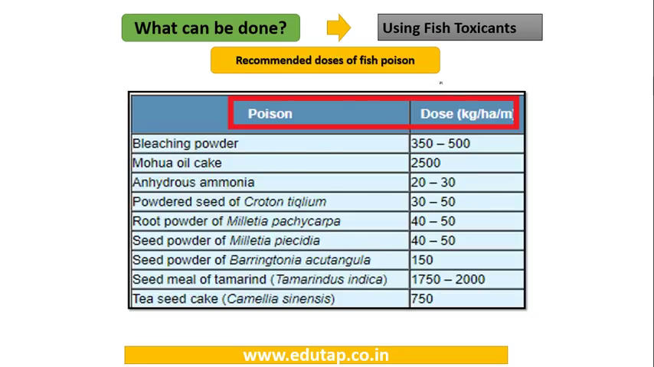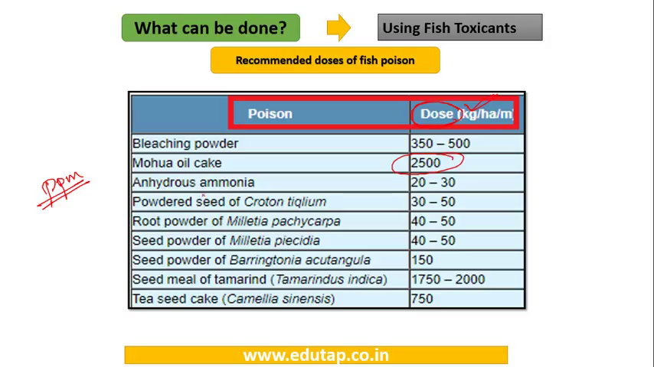Okay, now obviously just now we were talking about the doses, how important it is. You can see that kg per hectare is given here. So the dose is given, you can just have a look at it. Like mahua oil cake is 2500. So you can even do it in parts per million that we had seen in the previous slide.